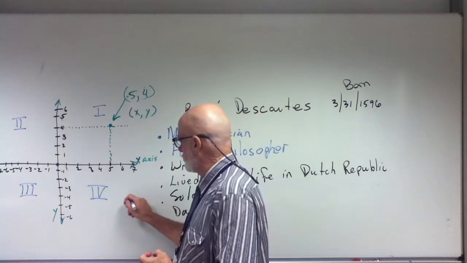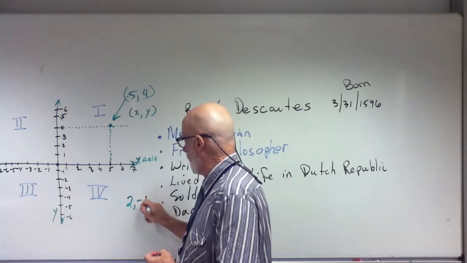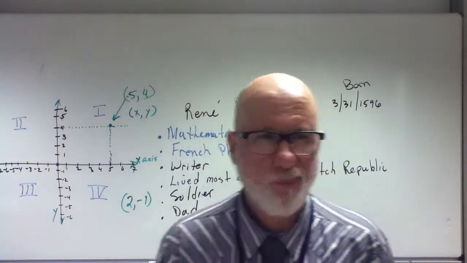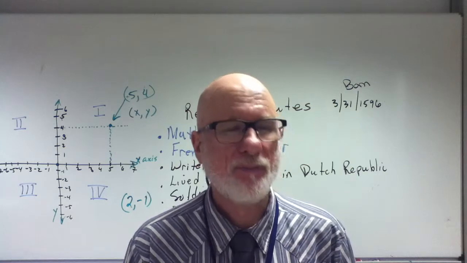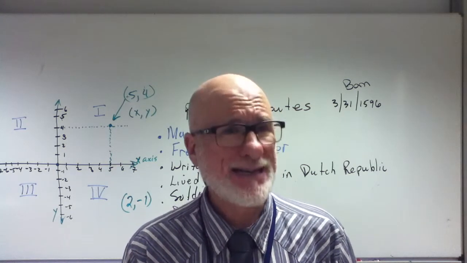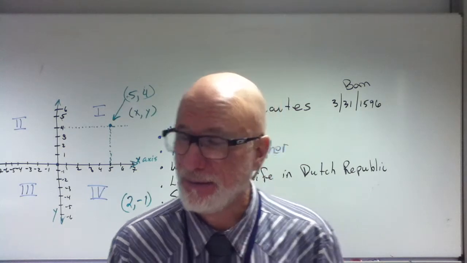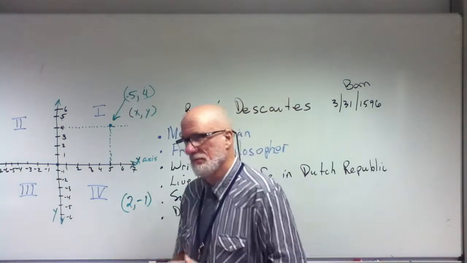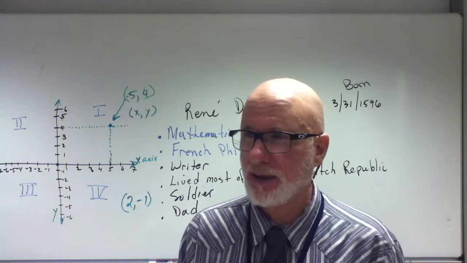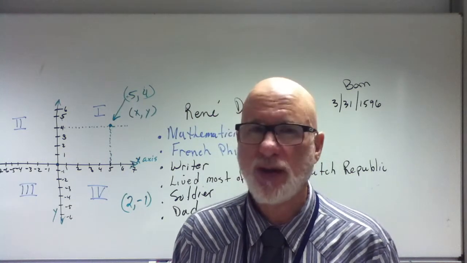Let's say 2, -1. Where's that going to be? Yes. 2 to the right and 1 down. Is that right? French lady, what do you think? Are you challenging that? We have a challenge.